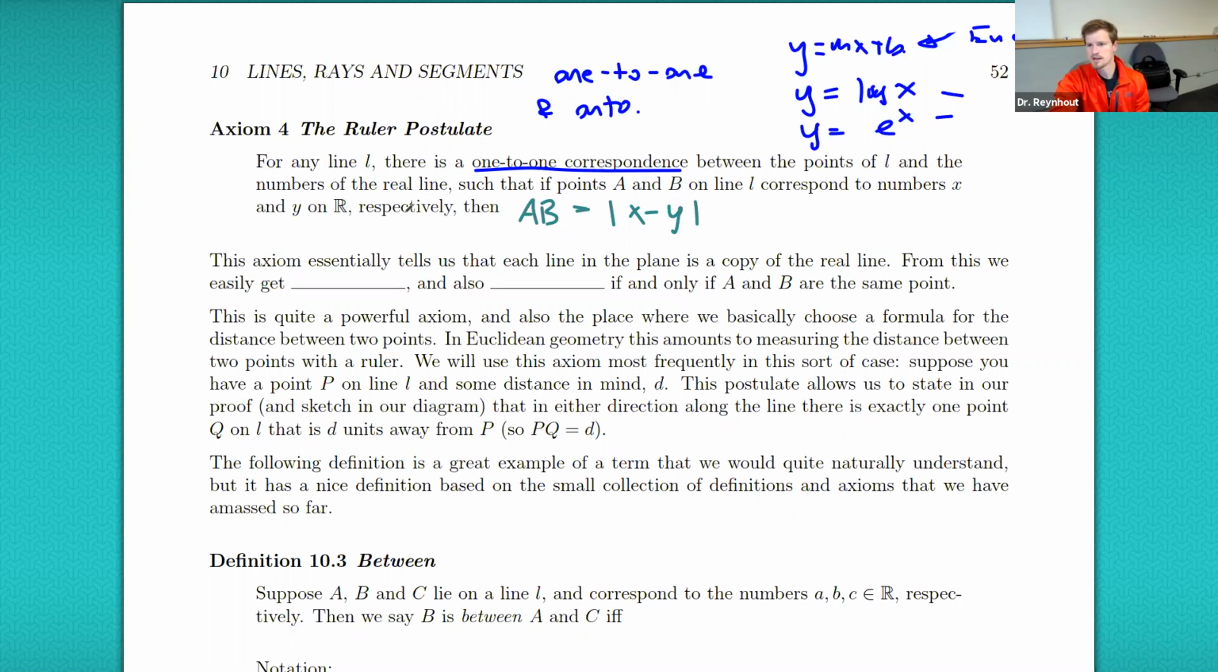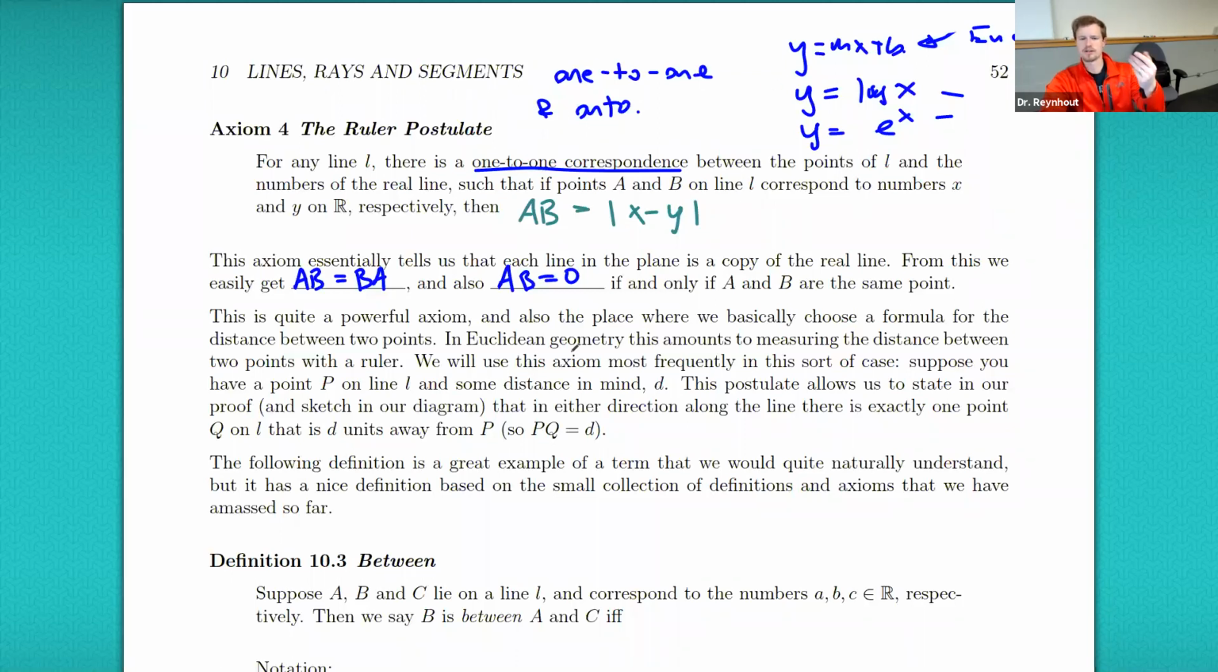All right, so this axiom gives us several things. One of the things that it does for us is it allows us to recognize that the distance from A to B is exactly the same as the distance from B to A, because of absolute value. And then also, we have that the distance from A to B is 0 if and only if A and B are the same point.